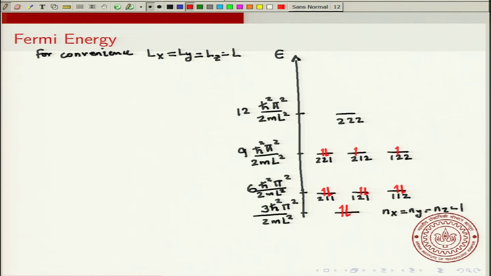Let's say you had a case where you had 12 valence electrons. So if there are only 12 valence electrons, this will be the electronic configuration. So the 12 electrons will be in these 12 states, and what you notice is that this is the highest occupied energy level.